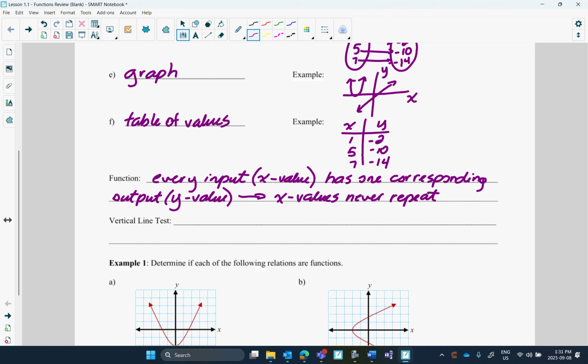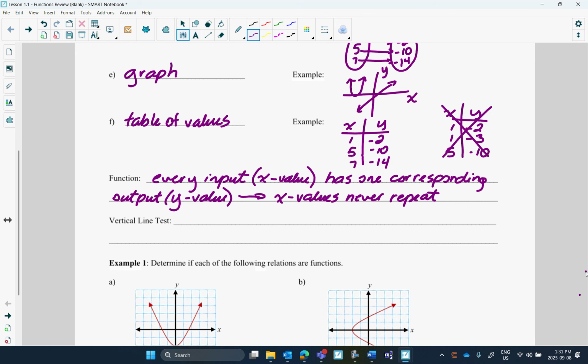Is this a function? Do all the X values happen once, or do some of them repeat? They happen once. There's a 1, a 5, a 7. So this is a function. But if I had something like this, 1, -2, 1, -3, 5, -10, that is not a function, because the 1 repeats. The 1 does not have exactly one corresponding Y, it's got 2. Okay? So that's not a function.